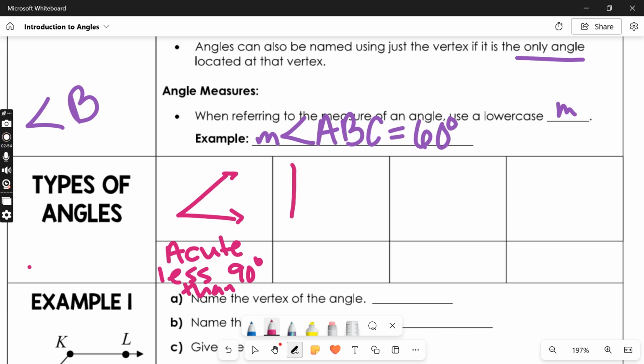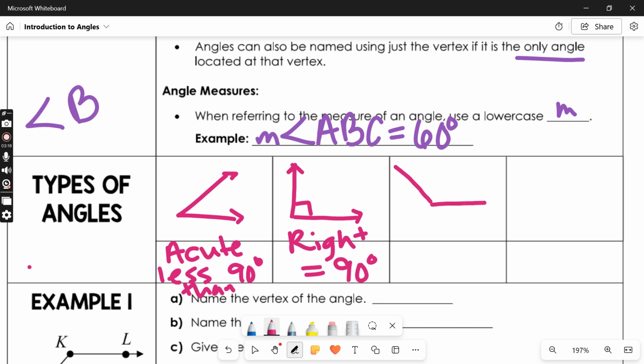Our next one is called a right angle, and I'm going to put a little square here. This little square in the corner represents that it's 90 degrees. So we're going to say this is a right angle, and a right angle is equal to 90 degrees. And you can write out the words equal to if you want. I just didn't.